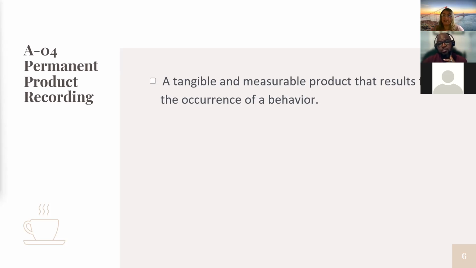You can take data after the fact. So not exactly in that moment, you don't have to be observing them. It's after the fact, you're just counting something. So permanent product is leaving something behind. So kind of like a fossil, right? They left that behind many years ago. We can go dig it up. That's our permanent product. We know that dinosaurs ruled the earth or whatever it is from that permanent product.